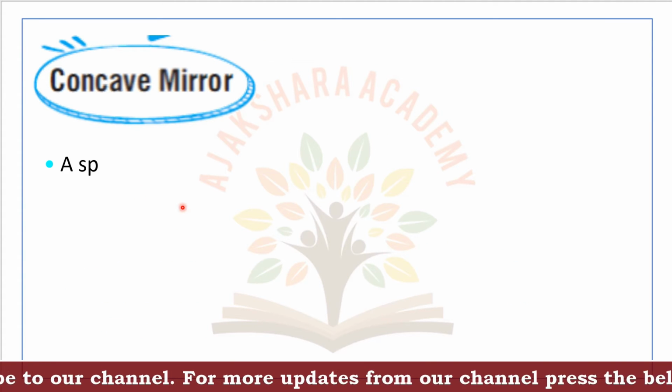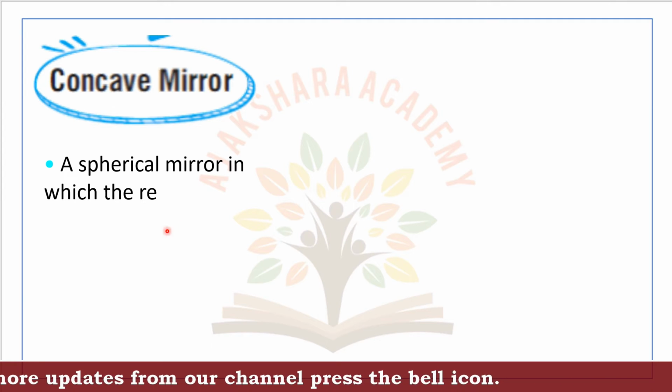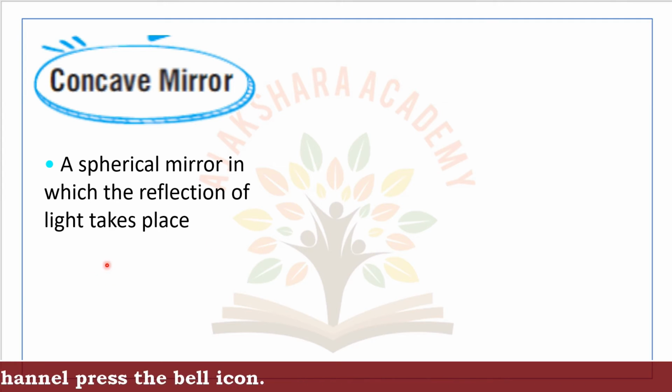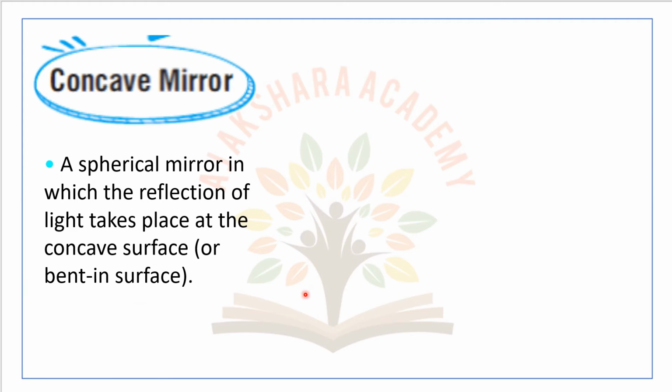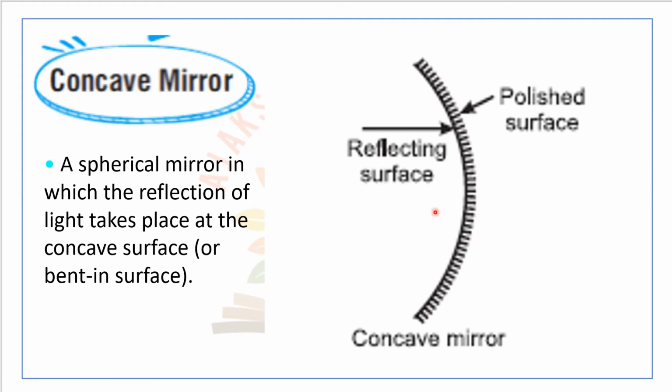Concave mirror. A spherical mirror in which the reflection of light takes place at the concave surface or bent in surface is known as concave mirror. This is the pictorial representation of concave mirror. These lines indicate a polished surface and it is bent inwards, that is the reflecting surface. So, a spherical mirror in which the reflection of light takes place at the concave surface or bent in surface is known as concave mirror.